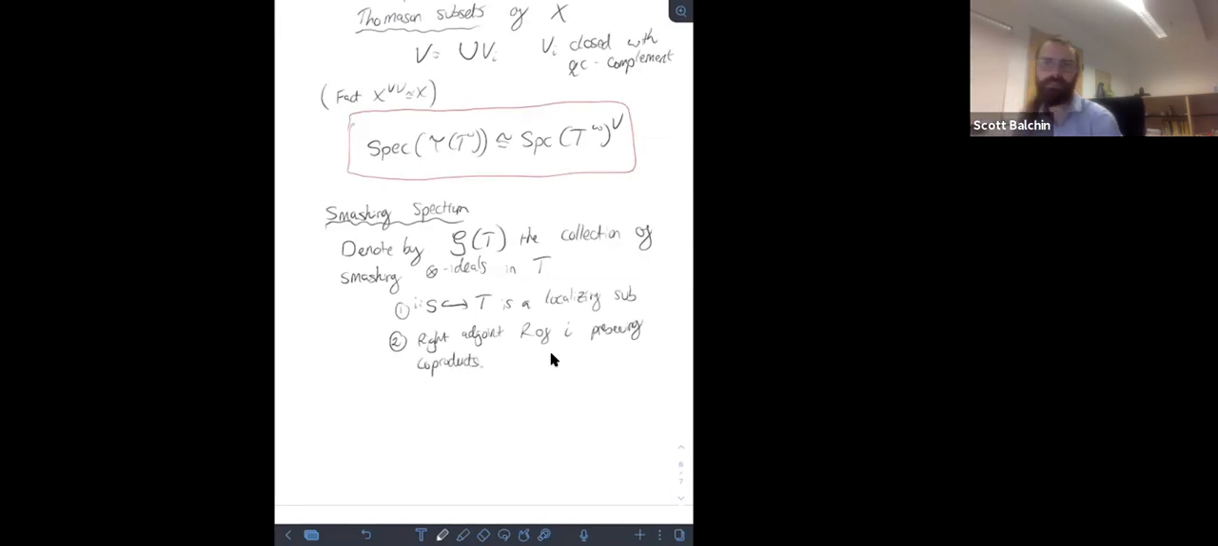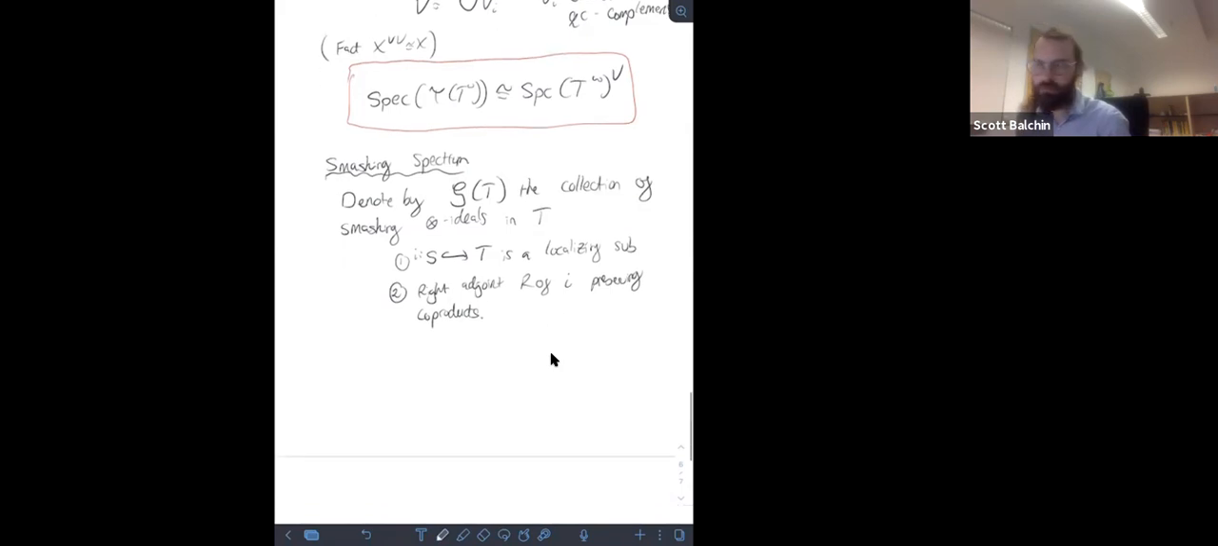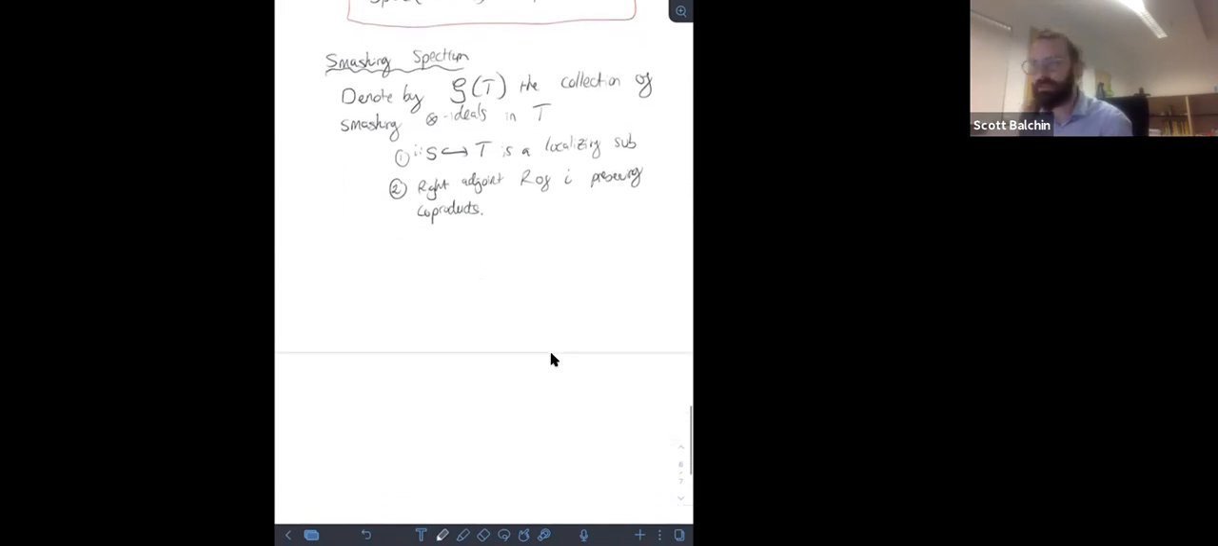Another way to think about these things is they're also kind of kernels of smashing with idempotent objects. That's another way to think about them. So this is our object of interest, this big collection of smashing tensor ideals. And the result that I want to talk about builds upon quite a lot of previous work. I think there's three main steps that built into this.